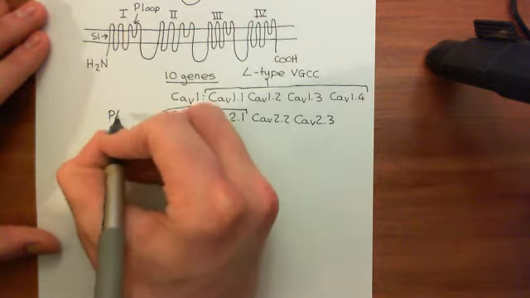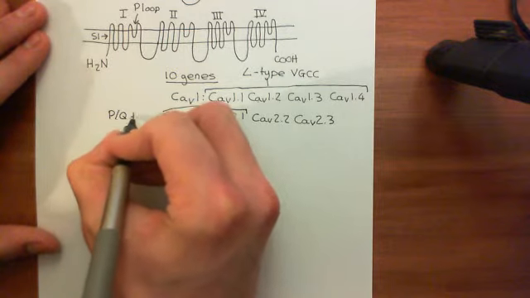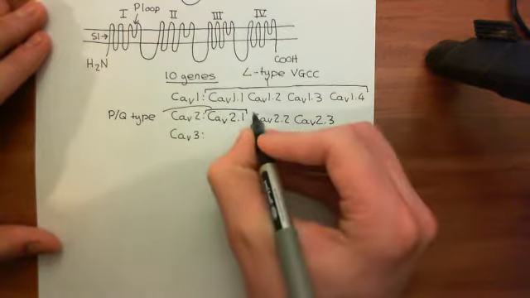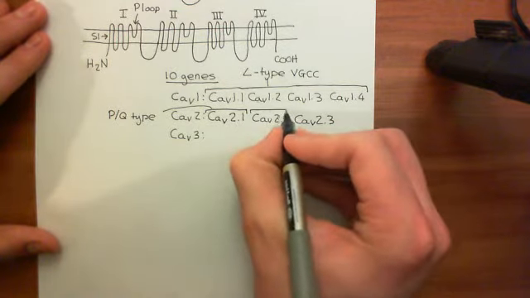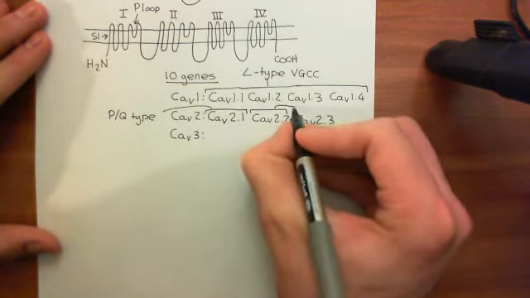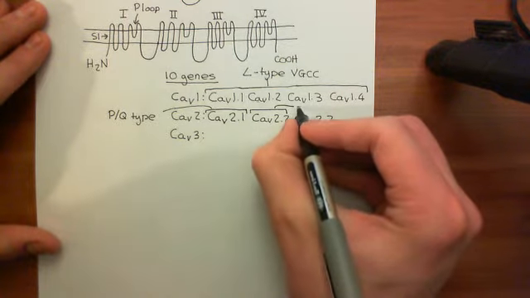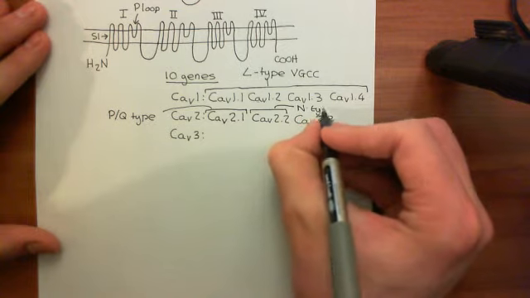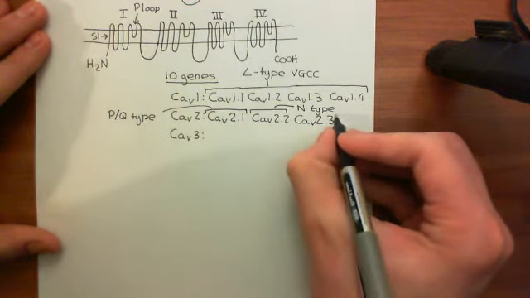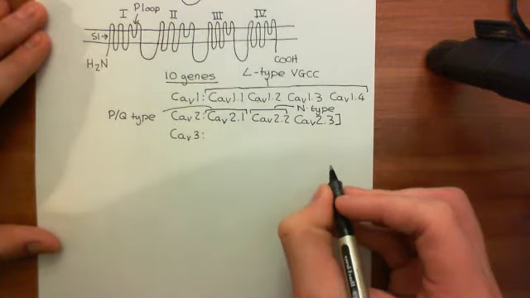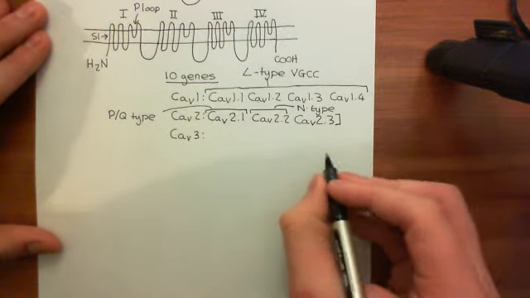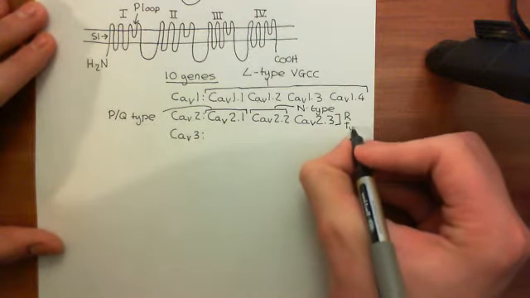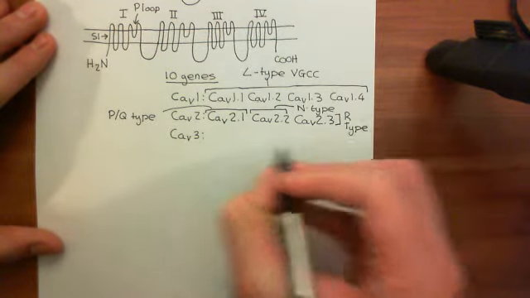will be called a PQ-type voltage-gated calcium channel. Okay? If you use CAV2.2 as the alpha-1 subunit of your voltage-gated calcium channel, then your voltage-gated calcium channel will be called N-type. Okay? And finally, if you use CAV2.3 as your alpha-1 subunit of your voltage-gated calcium channel, then it will be called R-type. It will be an R-type voltage-gated calcium channel.